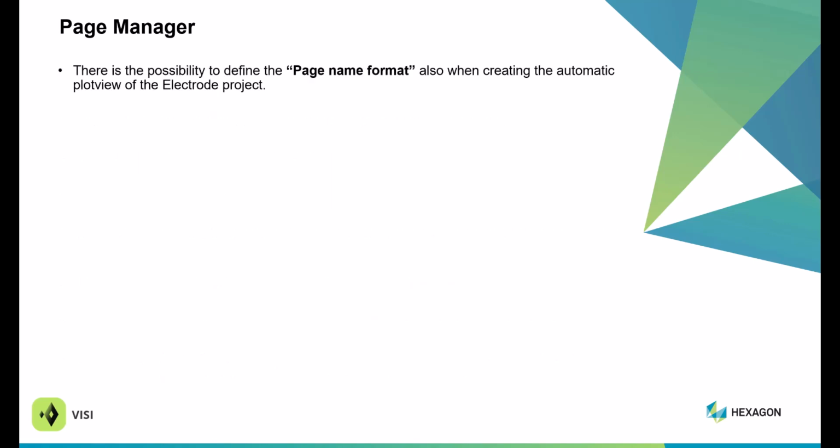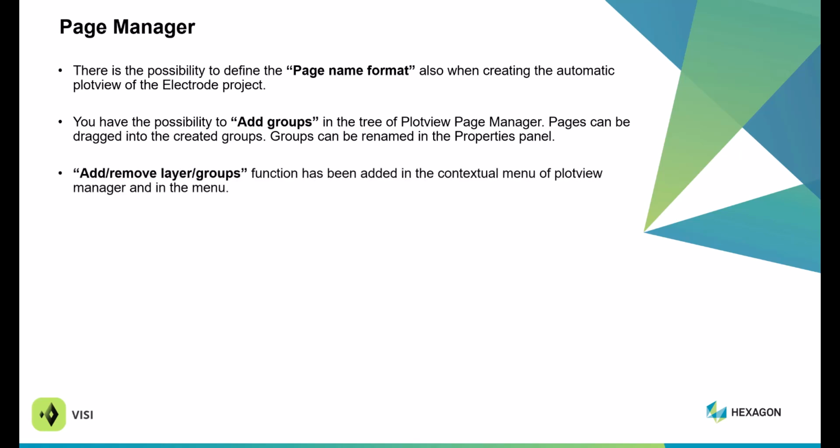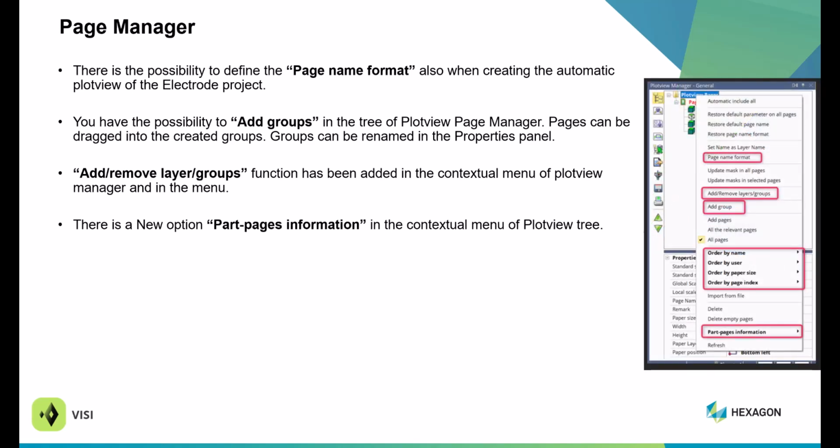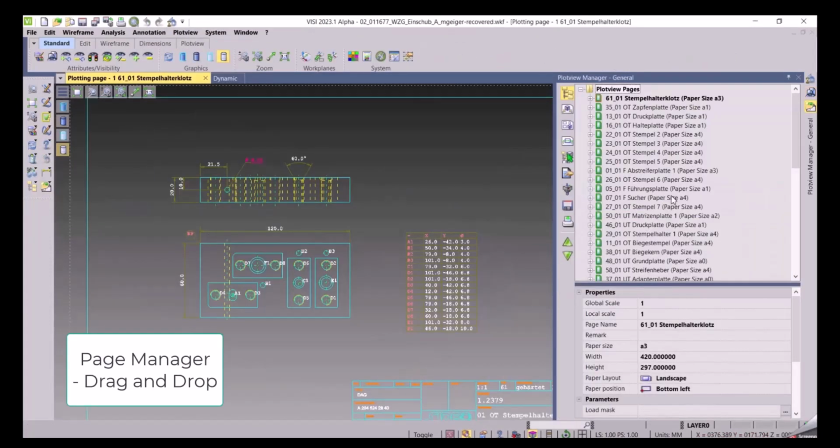There is a possibility to define the page name formats also when creating the automatic plot view for Electrode projects. You have the ability to add groups within the tree, so pages can be dragged into a group to basically create some more alignment. And you can add and remove layers, groups, and functions within the contextual menu of the Plot View Manager. There is a new option within the part page information to put contextual menu plot view tree items in there. So here's just a quick video example just showing initially the drag and drop functionality.